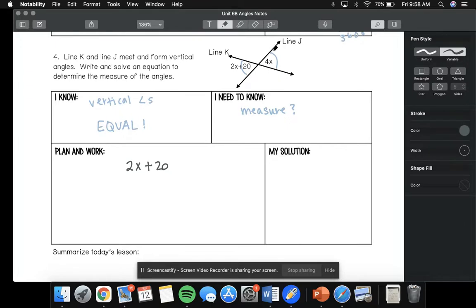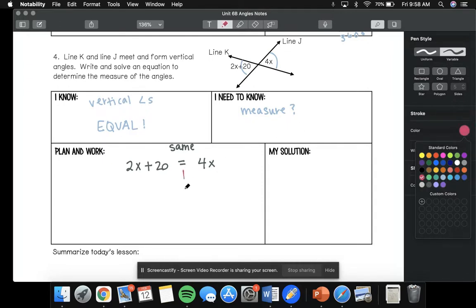Okay, that means it has to be the same exact thing right here. So this also has to be 2x plus 20. So these have to be equal to each other. So I'm going to write equal to, and I'm going to write the other angle measure to show that these are the exact same. They are congruent, which means we can write this angle has to be the same as this angle. Okay.